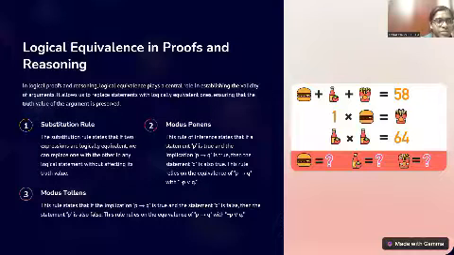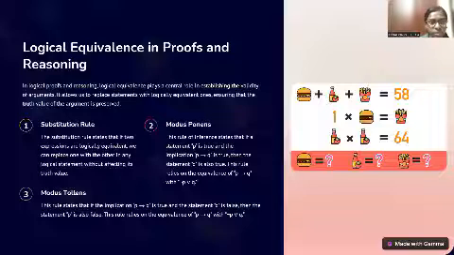Logical equivalence in proofs and reasoning. In logical proofs and reasoning, logical equivalence plays a central role in establishing the validity of arguments. It allows us to replace statements with logically equivalent ones, ensuring that the truth value of the argument is preserved. The first one is the substitution rule. The substitution rule states that if two expressions are logically equivalent, we can replace one with the other in any logical statement without affecting its truth value.